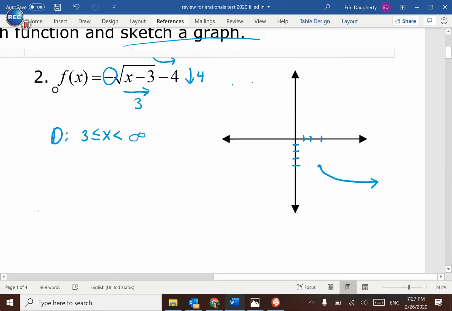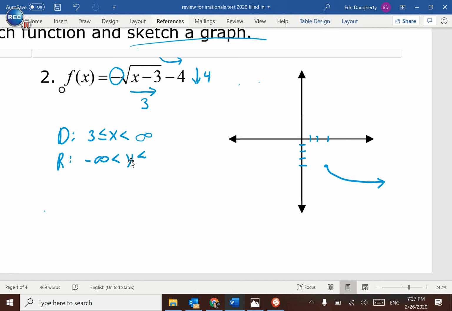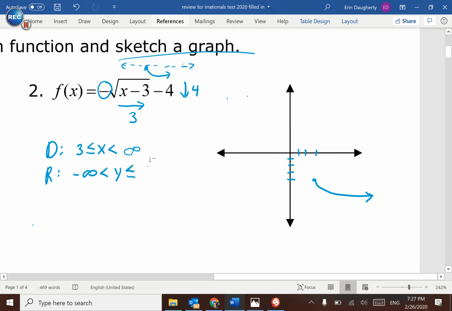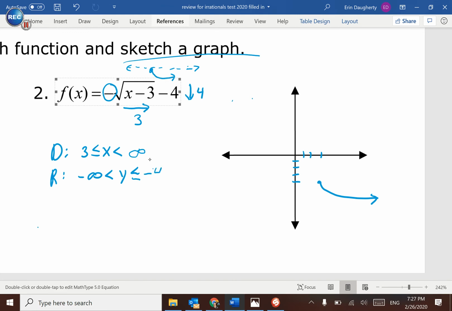Okay, now the range on this one, the range are all of the y values. So since we're looking at this graph all the way up here, it's going to start off at negative infinity. I can never include negative infinity, so that's going to be less than our y values. Okay, less than or equal to negative 4. The screen's being touchy right here. All right.